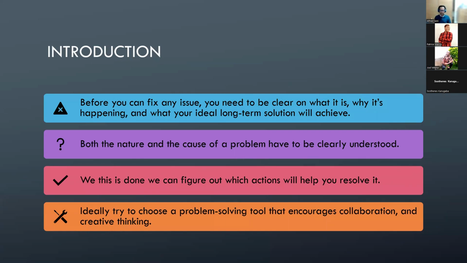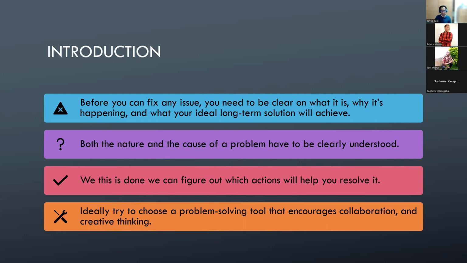So both the nature and the cause of a problem has to be clearly understood. Nini ambacho kinasababisha hilo tatizo, si ndio? Yaani hilo tatizo lina asili gani, si ndio? Nature ya hilo tatizo na sababu ya hilo tatizo, si ndio? Au sababu ya nini ya hiyo issue. So nature and the cause of the problem.